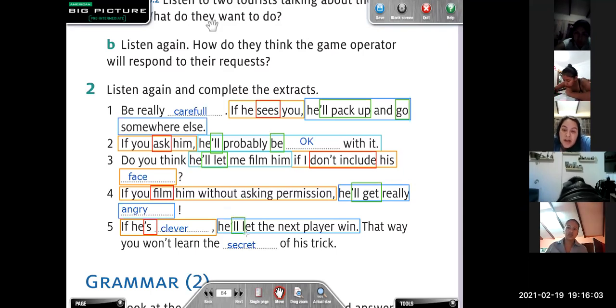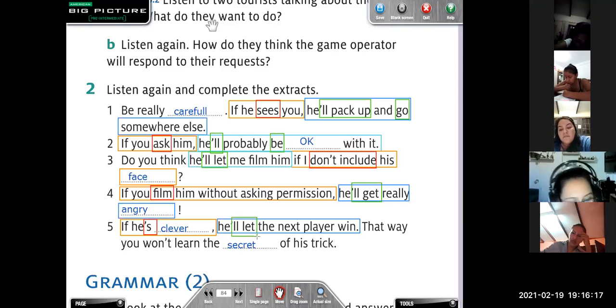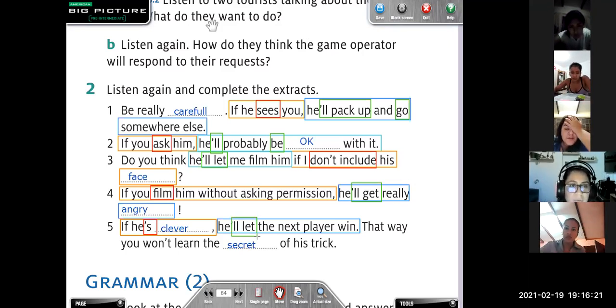Will let. Okay. Now, I want you to tell me what is the difference between these conditional sentences and the conditional sentences that we learned last class. What is the difference? The result is in other time. Okay. The verb will. Okay. In the future. In the future.